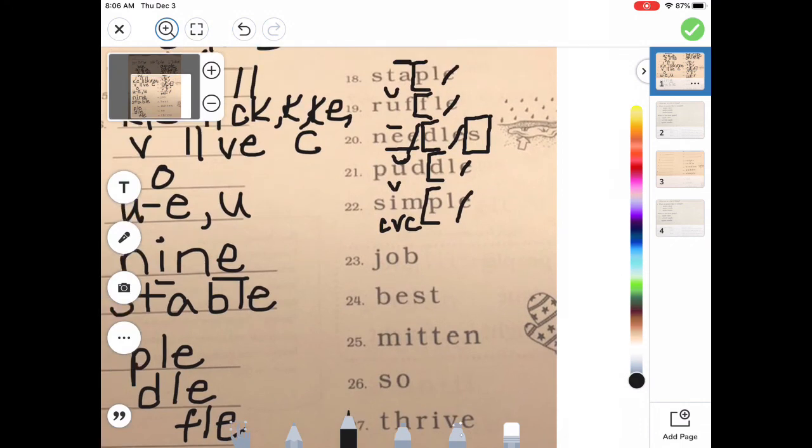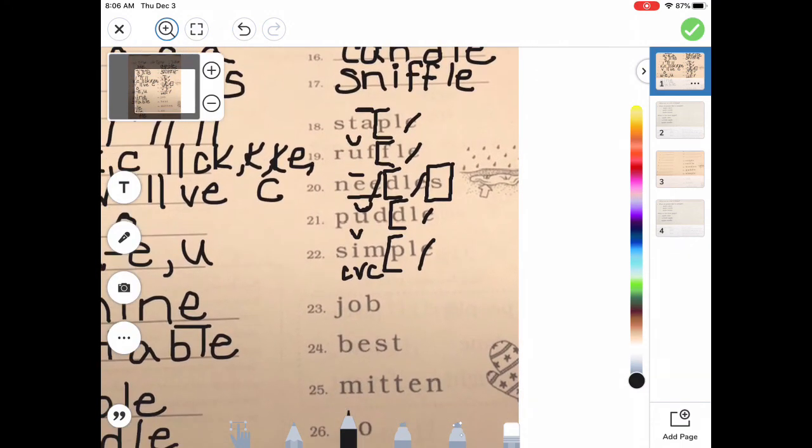Good job. So I had staple, ruffle, needle, puddle, and simple. So which one would match the picture? That's right, it's a puddle. It's where all the rain is collecting.